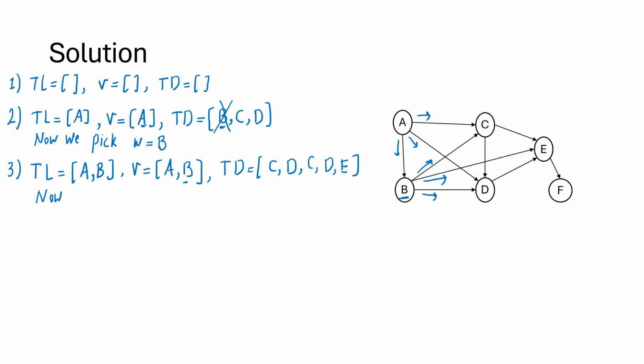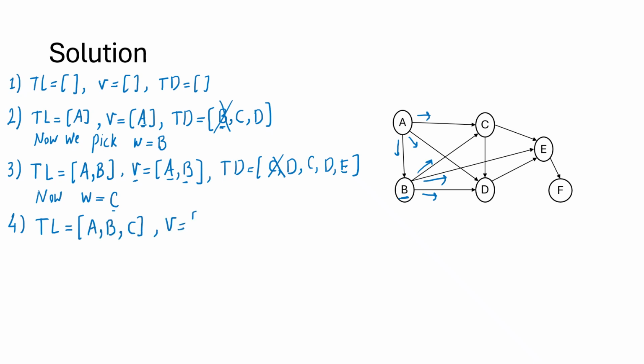But in any case, we pick W again as the first element of the to-do list, which is C. We remove that from the to-do list, and then we check whether this W that we have selected has been visited before. It's not inside the list V, which means that this is a new vertex, and we can move on. So now my traversal list consists of A, B, and then C.